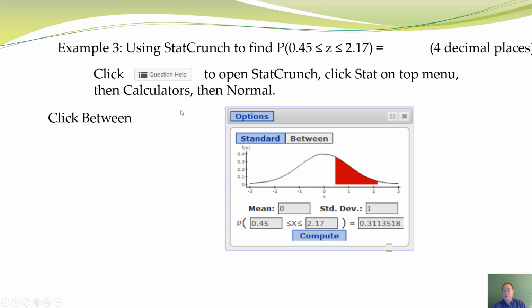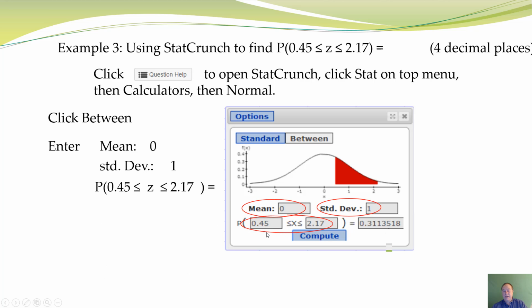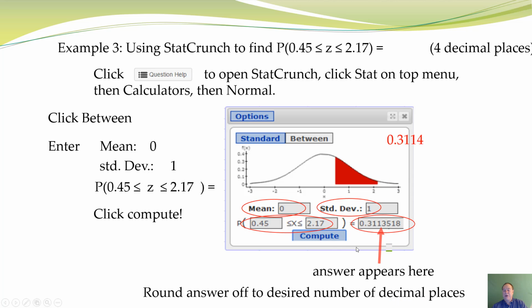And now you get a graph that looks like this. So you enter the mean, which is already there, 0, so you don't have to do anything. Standard deviation, which is 1, it's already there. Now, this time, you're going to enter the left and right end. So it's 0.45 on the left, 2.17 on the right. Then you click Compute, and your answer appears, 0.3113. This is much easier than using the tables where you had to find 2 different probabilities and then subtract. So get used to using StatCrunch.